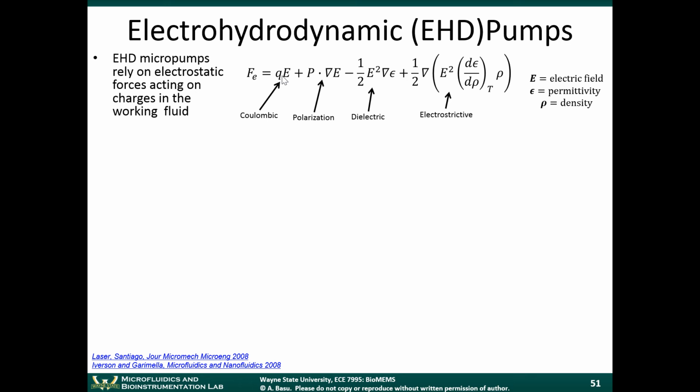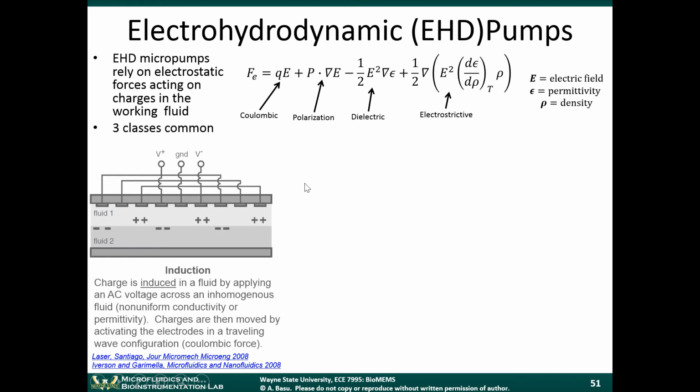There's also something called the polarization force, which is proportional to the gradient of the electric field. The dielectric force is proportional to the electric field squared, and the gradient in the dielectric permittivity. And then there's something called an electrostrictive force too, which is proportional to the gradient of the electric field squared. And I'm not aware of any devices off the top of my head that have used this type of pumping mechanism before.